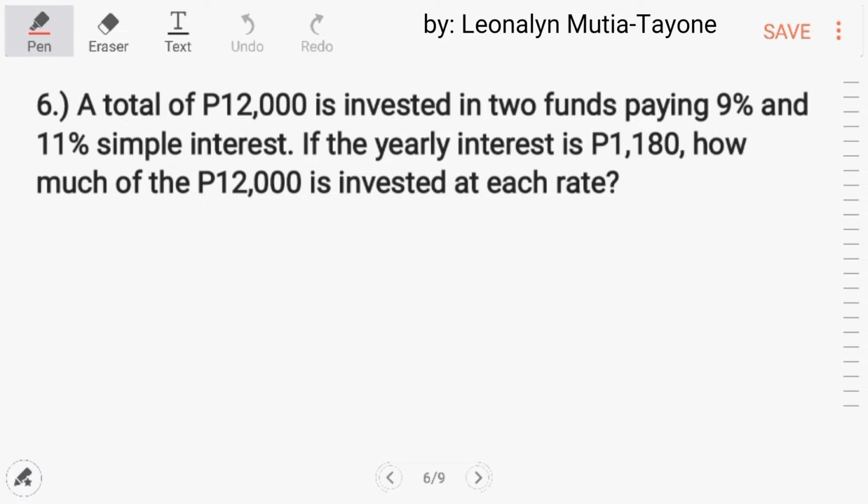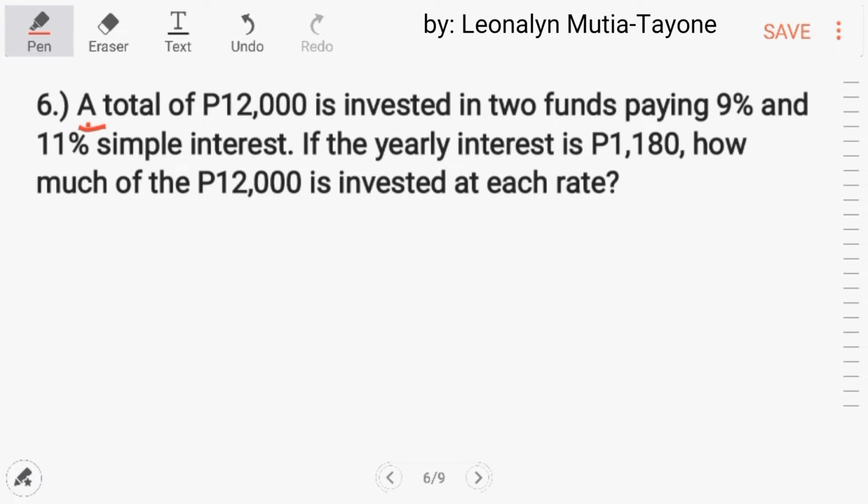Number 6. Let's solve this word problem. We may consider this a little harder compared to 1 to 5 because we will be the one to identify our equations, unlike yung 1 to 5. I-solve na lang natin. Now, let's read this. A total of 12,000 pesos is invested in two funds paying 9% and 11% simple interest. If the yearly interest is 1,180, how much of the 12,000 is invested at each rate?